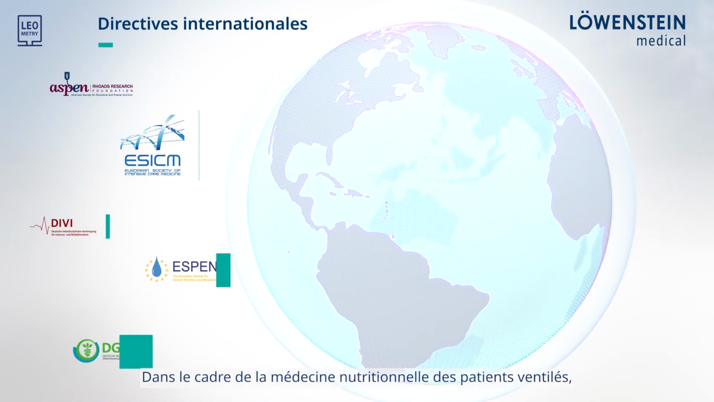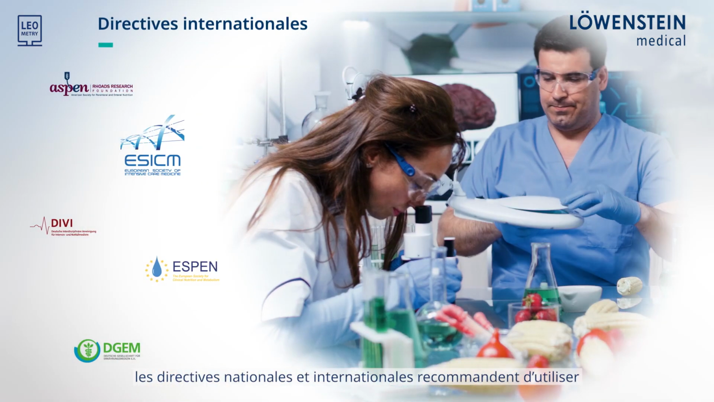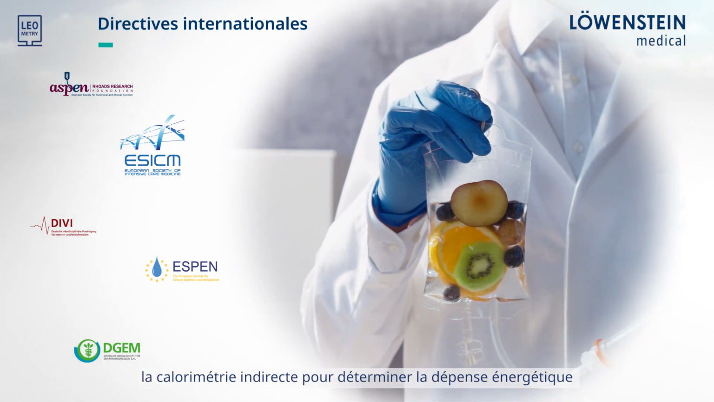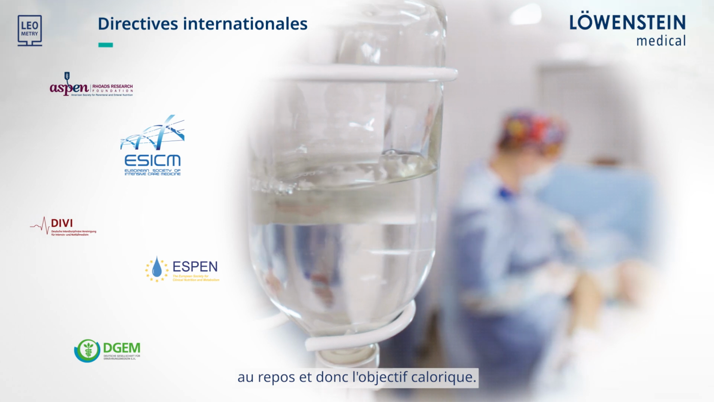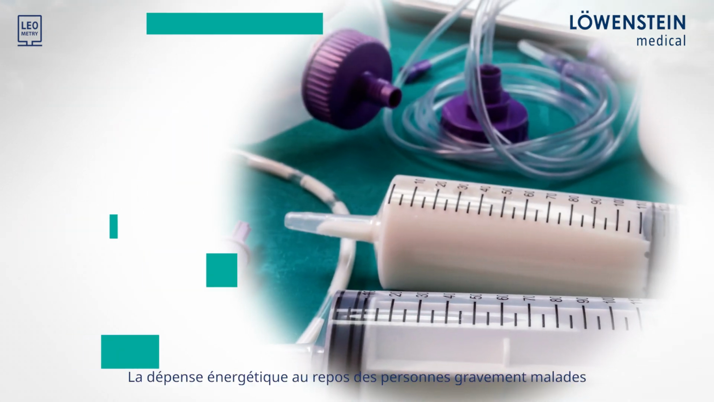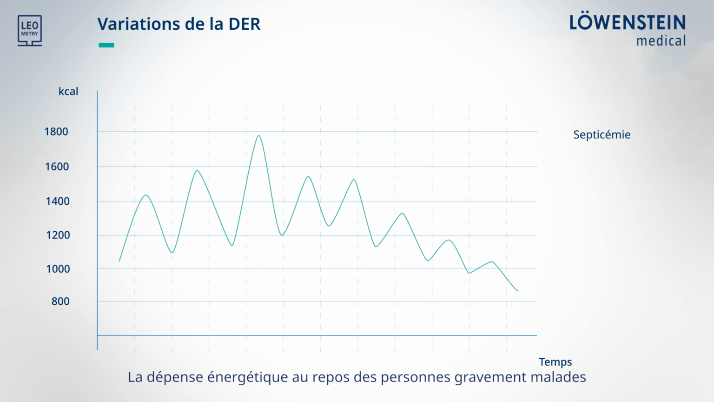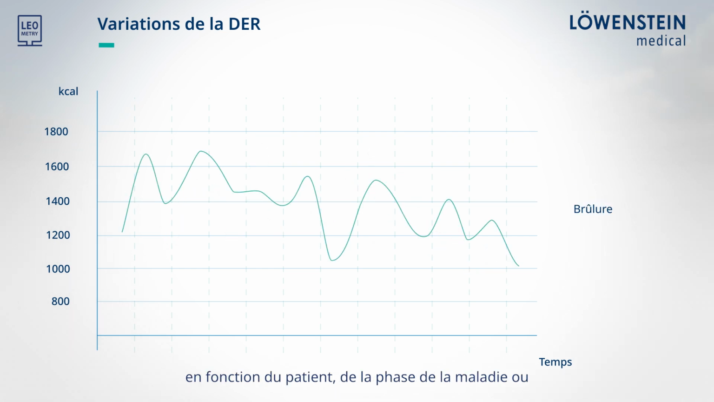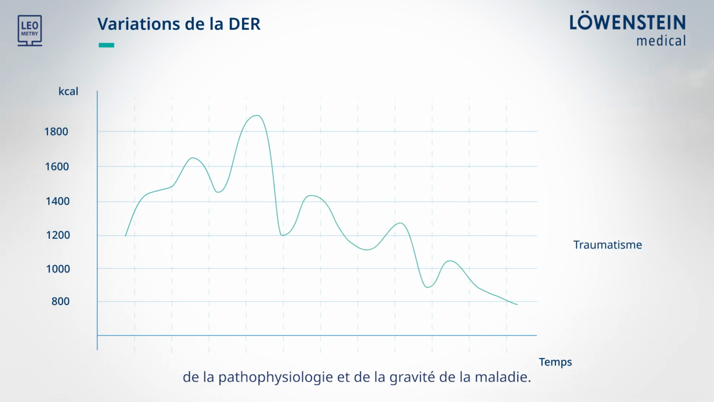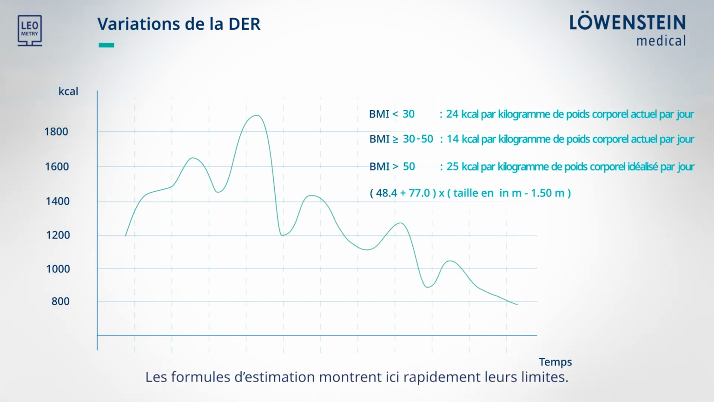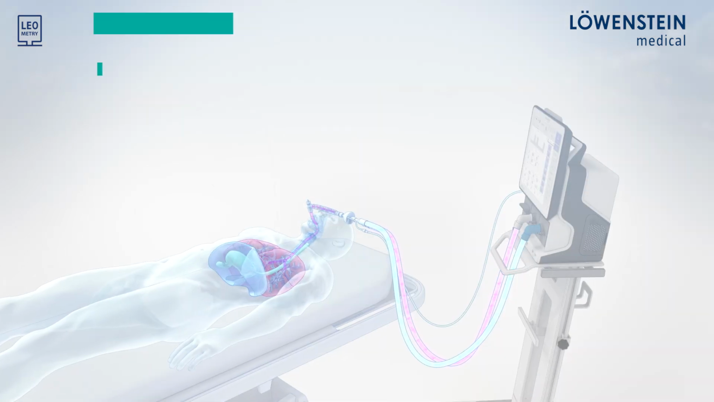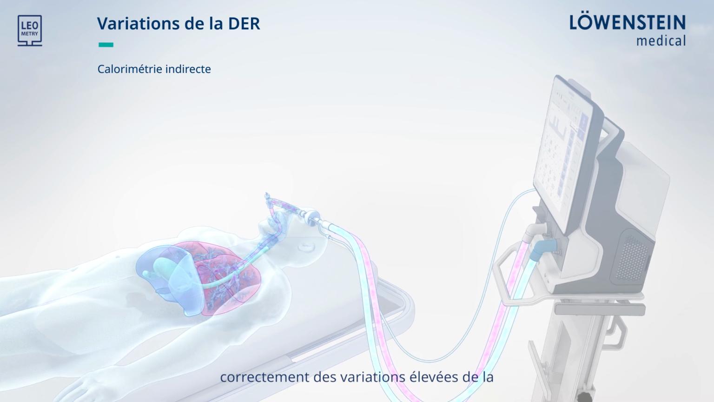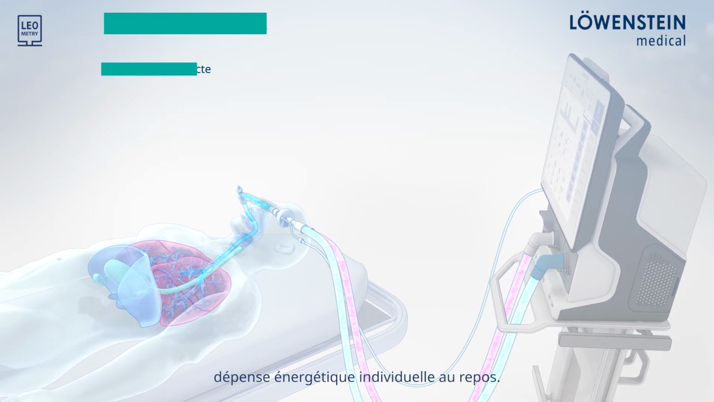In the context of medical nutritional medicine of ventilated patients, the international and national guidelines recommend indirect calorimetry to determine the resting energy turnover and therefore the caloric target. The resting energy turnover of critically ill patients is non-constant but highly fluctuating, depending on the patient, the phase of illness or pathophysiology, and the severity of their illness. In this case, an estimation formula quickly reaches its limits. Only measurement by indirect calorimetry makes it possible to correctly detect high fluctuations of the individual resting energy metabolism.